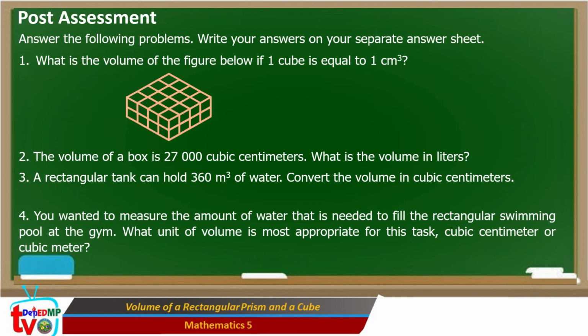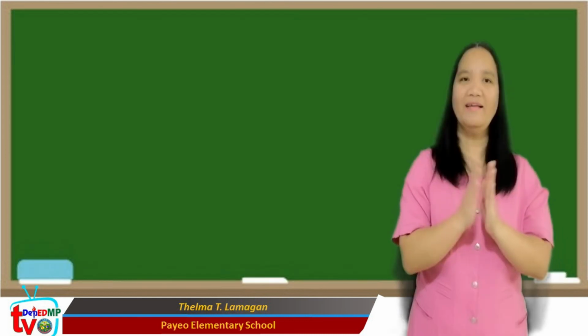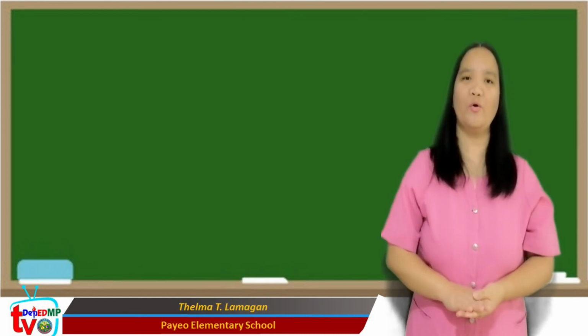Check your answers in the post-assessment. Number 1, 32 cubic centimeters. Number 2, 27 liters. Number 3, 360 million cubic centimeters. Number 4, cubic meter. Excellent! If you got 4 correct answers. If you have mistakes, go back and review your answers and solutions. Be ready now for the additional activities on page 13.